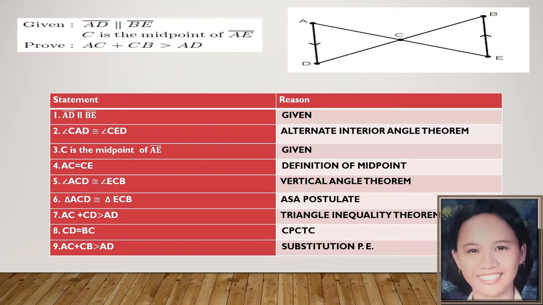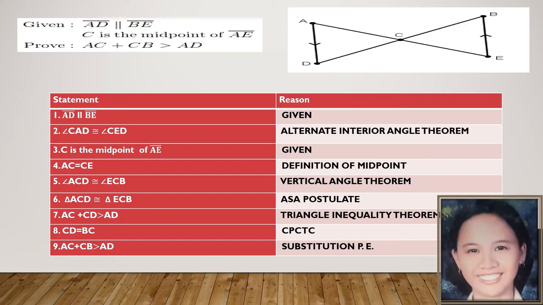Now based on statements number 2, number 4, and number 5, we can conclude in number 6, the triangle ACD is congruent to triangle ECB by ASA postulate. Now, from that concept, we can also say in number 7 that AC plus CD is greater than AD. That is by triangle inequality theorem, which states that if we add the length of the two sides of a triangle, it is always greater than the length of the third side.